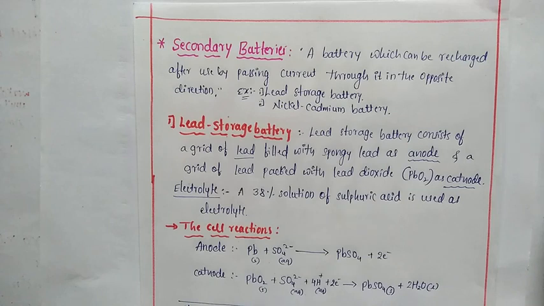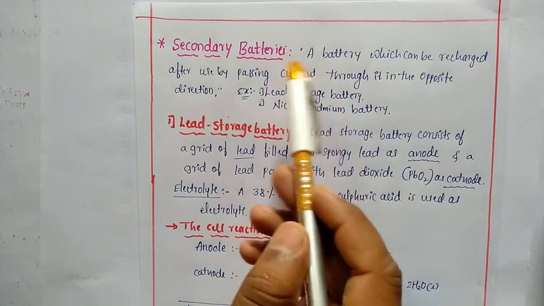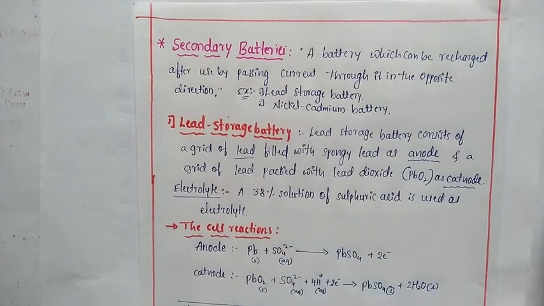The definition of a secondary battery: a battery which can be recharged after use by passing current through it in the opposite direction is called a secondary battery. There are two examples of secondary batteries. The first one is the lead storage battery and the second one is the nickel cadmium battery.